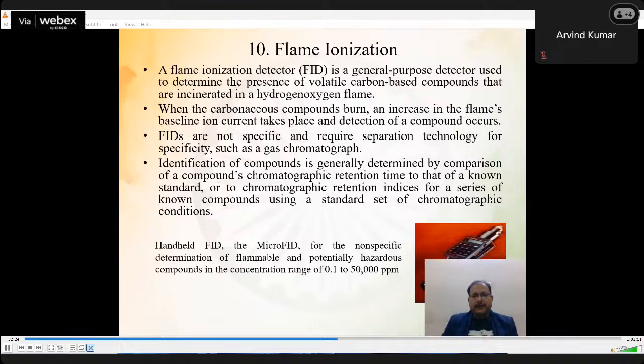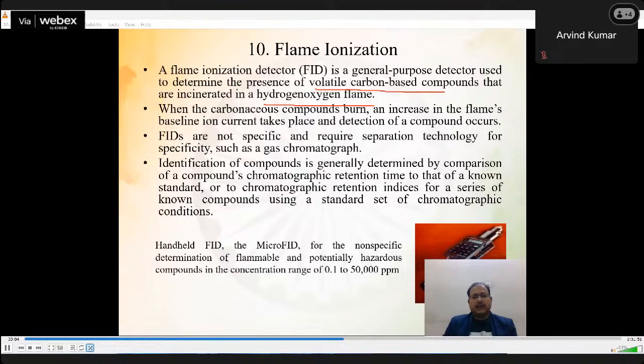Next is flame ionization. It's again the ionization technology we are understanding. A flame ionization detector (FID) is a general purpose detector used to determine the presence of volatile carbon-based compounds that are incinerated in a hydrogen-oxygen flame. So a hydrogen-oxygen flame is being used when the carbonaceous compounds burn. An increase in the flame's baseline ion current takes place and detection of a compound occurs. Flame ionization detectors are not specific and require separation technology for specificity, such as gas chromatograph.